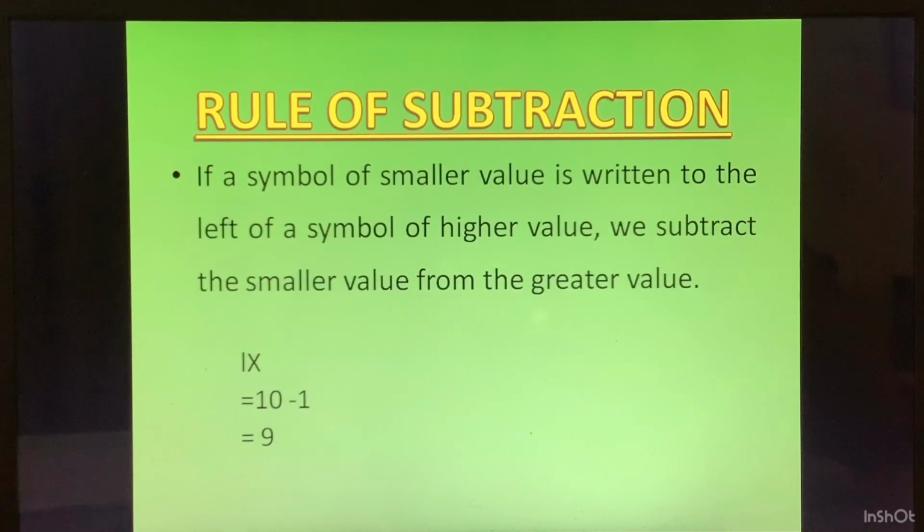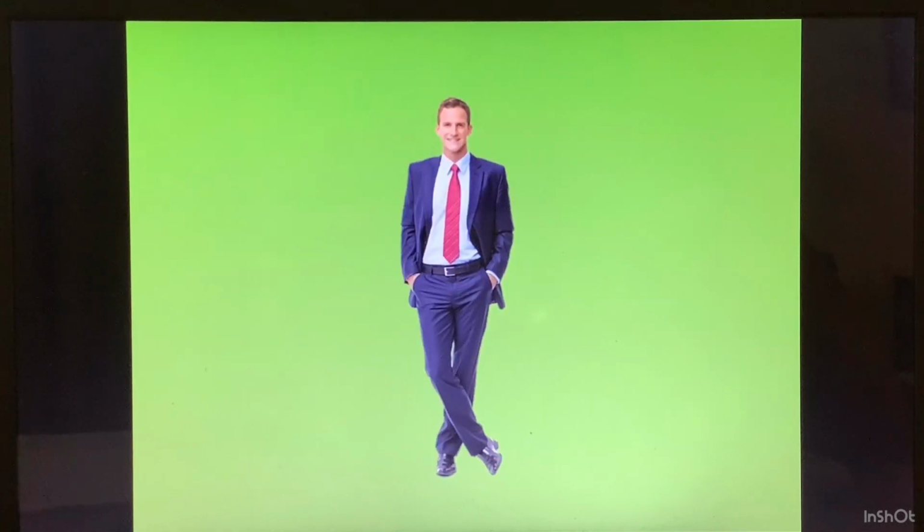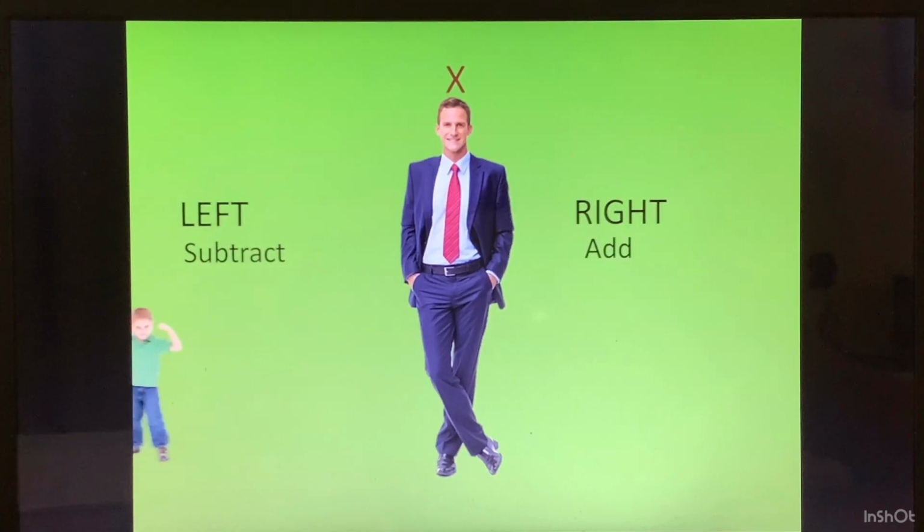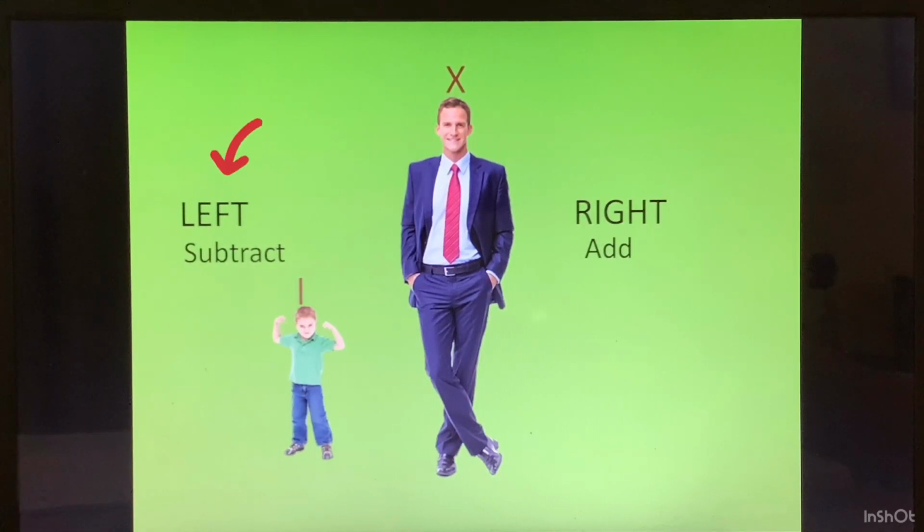Now I have got a small depiction which will help you remember the addition and subtraction rule. Let's suppose this gentleman is the Roman numeral X. This is the left side and this is the right side. Whatever comes on the left of this gentleman, we will subtract, and whatever comes on the right, we will add. Now this young boy has the value I. So the Roman numeral formed will be IX, and I is on the left of X. So we will subtract 1 from 10. IX is equal to 10 minus 1, which is 9.